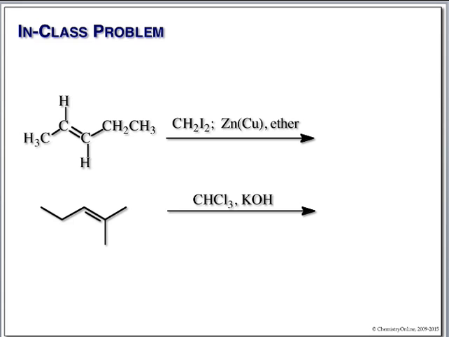In our first one, we're dealing with diiodomethane and zinc-copper amalgam, so we're making CH2 itself. That means our cyclopropane ring is just going to be a CH2 bridging our two alkene carbons. The product would simply look like that. Here's our two alkene carbons right here. Methyl group on this side, ethyl on the other. Methyl and ethyl.